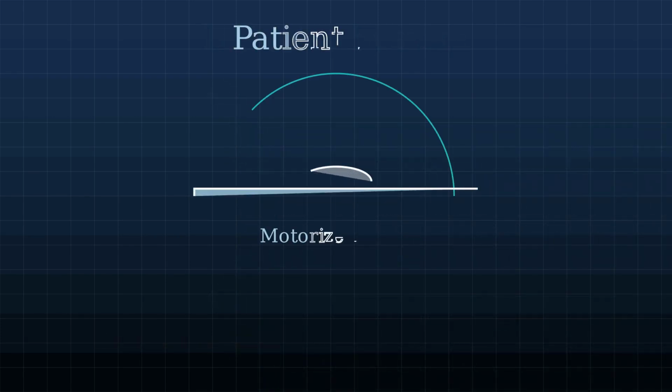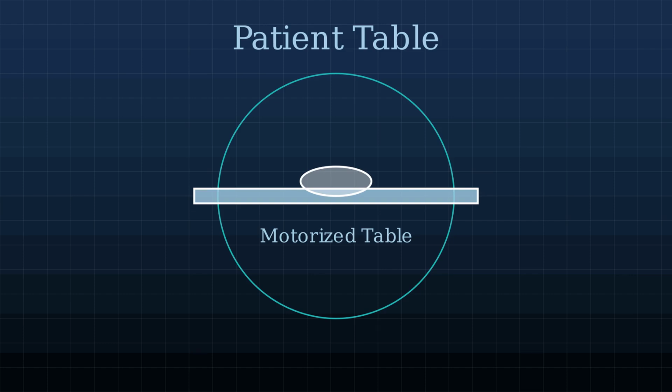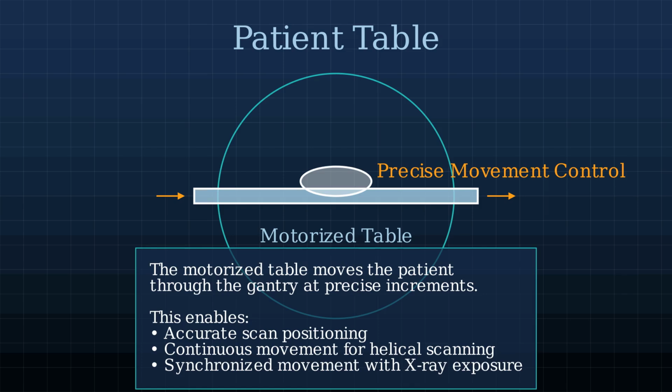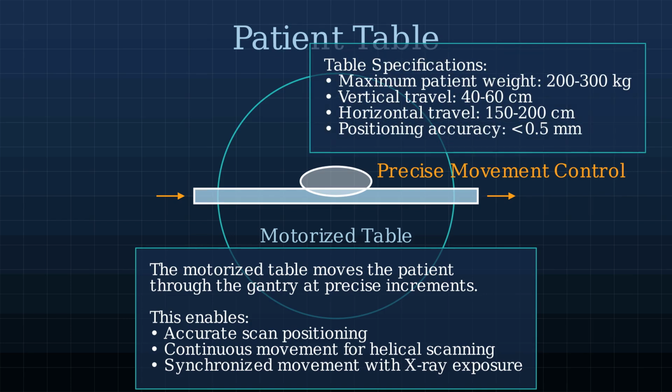The patient table is a motorized platform that moves the patient through the scanner gantry. The table provides precise computer-controlled movement during the scanning process. Modern tables can support patients of various sizes and move with sub-millimeter precision to ensure accurate image acquisition. Modern CT tables can support patients weighing up to 300 kilograms and position them with sub-millimeter accuracy.